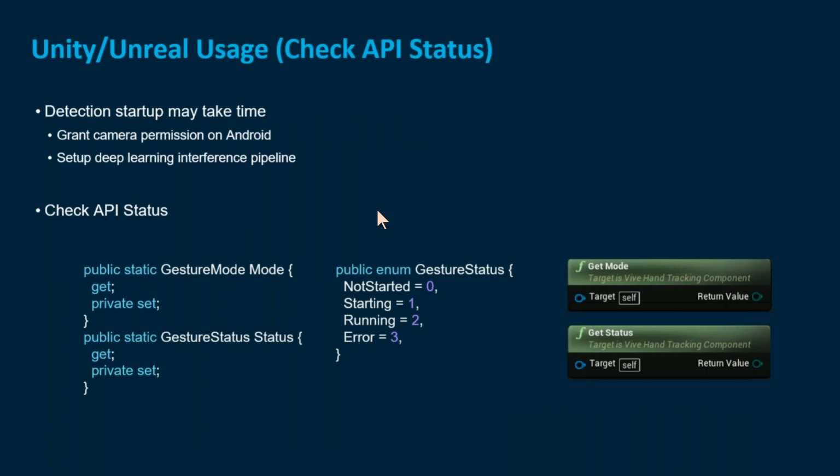The next API to check is detection, because when you start up the engine, it could take a little while. For example, in Android, you may have to grant camera permission. Also, things need to settle while a deep learning pipeline starts off. So generally, you do want to check whether the status is not started, starting, running, or if you have an error. And it's very similar again with Unreal in Blueprints.